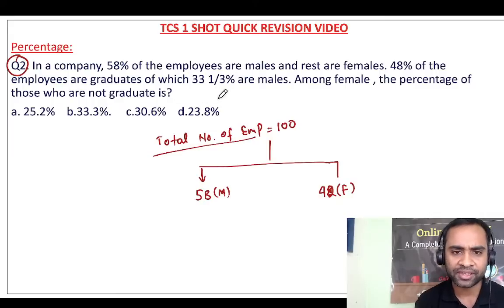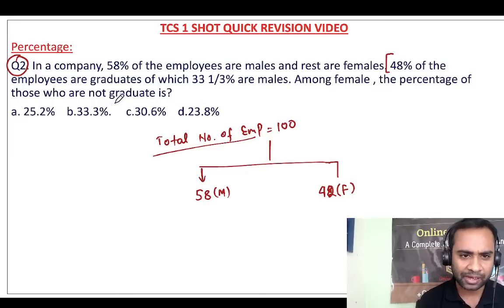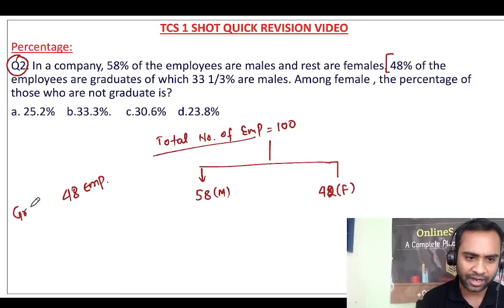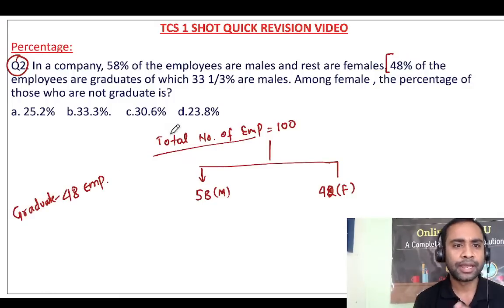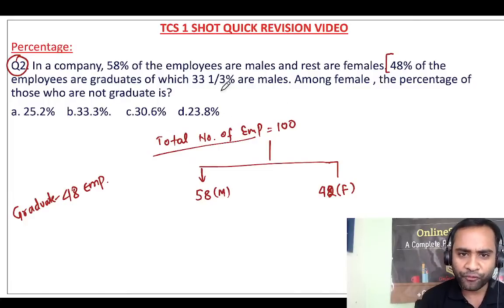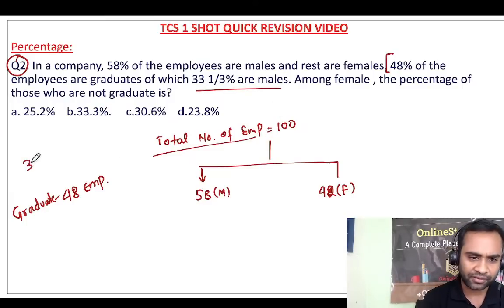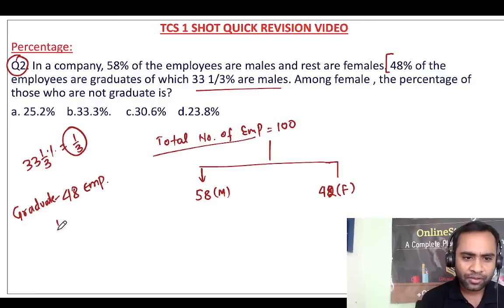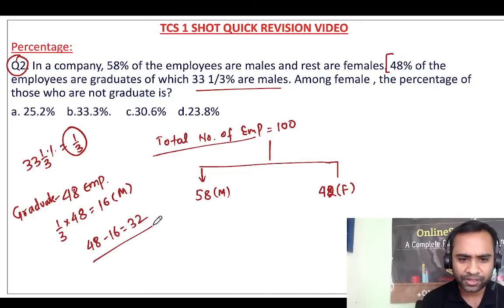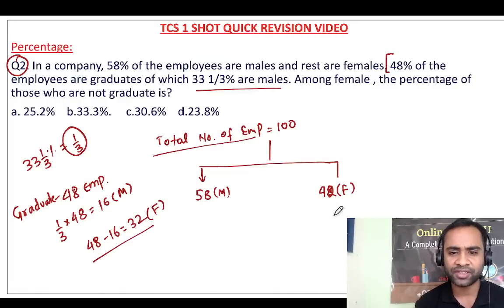48% of the employees are graduate. That means 48 employees are graduate, right? Total 48 employees are graduate. Now, out of which 33 1/3 percentage are male. You don't have to get scared. 33 1/3 is nothing but 1/3, right? So 1/3 of the employees are males. That means 16 employees are males. So what about female? 48 minus 16, that means total 32 female employees are graduate, right?